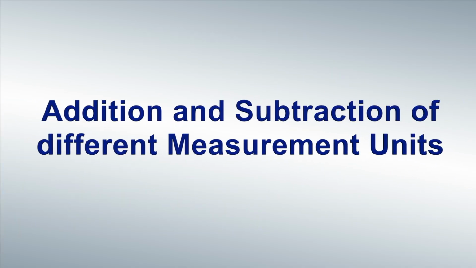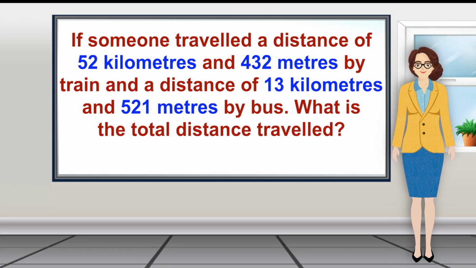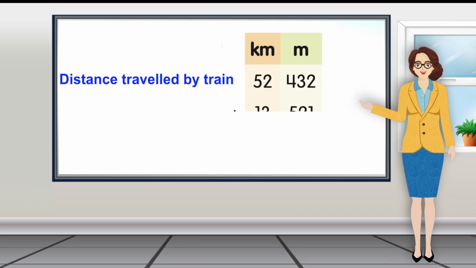Addition and subtraction of different measurement units. If someone traveled a distance of 52 kilometers and 432 meters by train and a distance of 13 kilometers and 521 meters by bus, what is the total distance traveled? To find the total distance traveled, we will arrange both the distances in kilometer and meter columns and start the addition from the smaller place value.